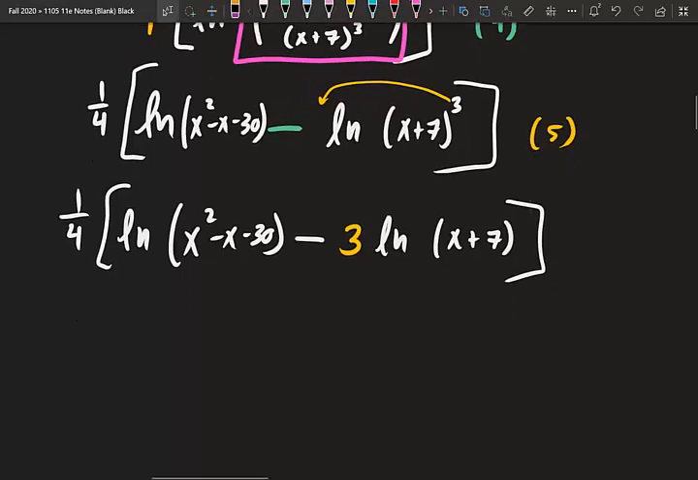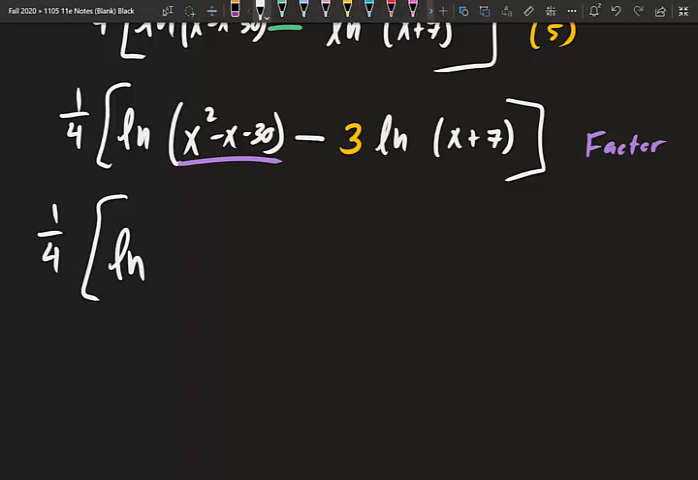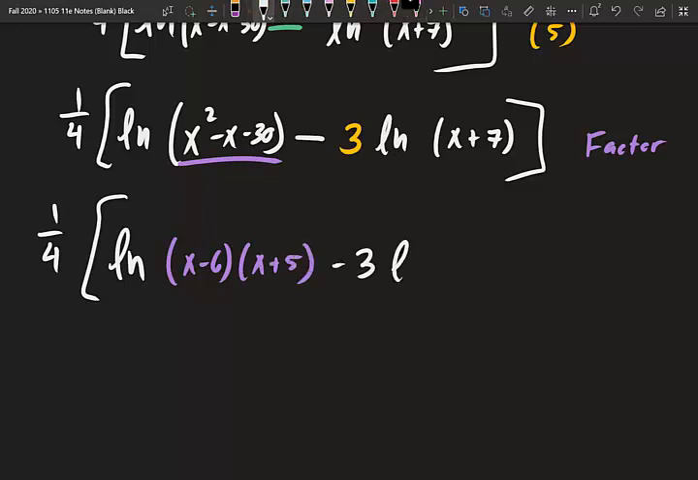Now we have to see if we are done. Can I move any exponents? Can I simplify anything? Can I do anything at all? We can. We can factor the trinomial. So let's factor. We have 1/4 around the whole thing. So ln, we factor this. We can factor it down into x minus 6, x plus 5. And that's all minus 3 ln x plus 7.